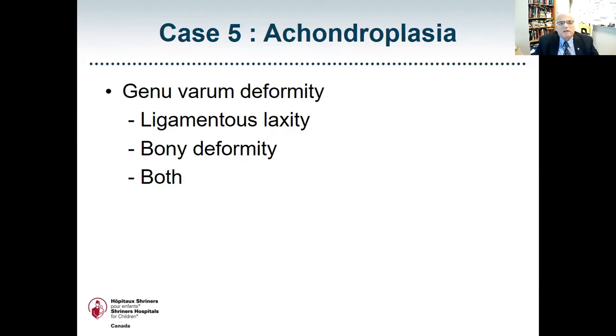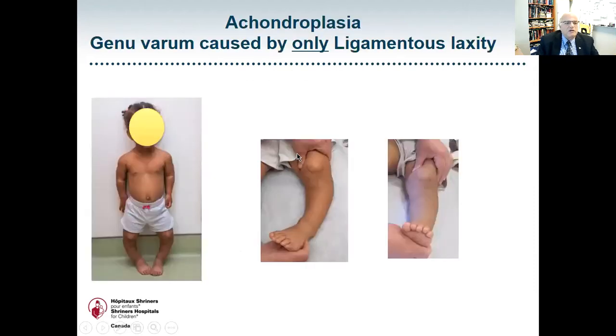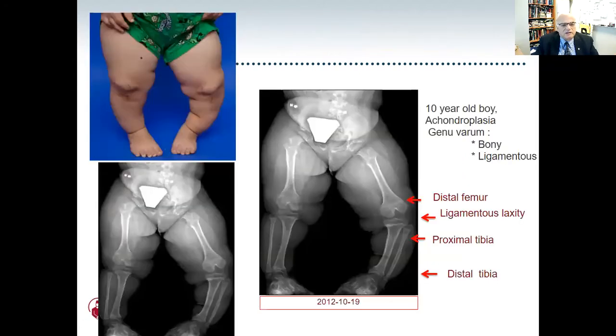The fifth example that we have is achondroplasia with a genu varum deformity. As you have seen, this genu varum deformity can be caused by ligamentous laxity, bony deformity, or both. Here is a child with severe genu varum deformity. However, we can see from here that it fully corrects by realigning the limb. This means that all the deformity comes from ligaments and not bones. Therefore, we should be careful that if you want to correct this, we should correct the ligamentous laxity and not any bony deformity that really does not exist.